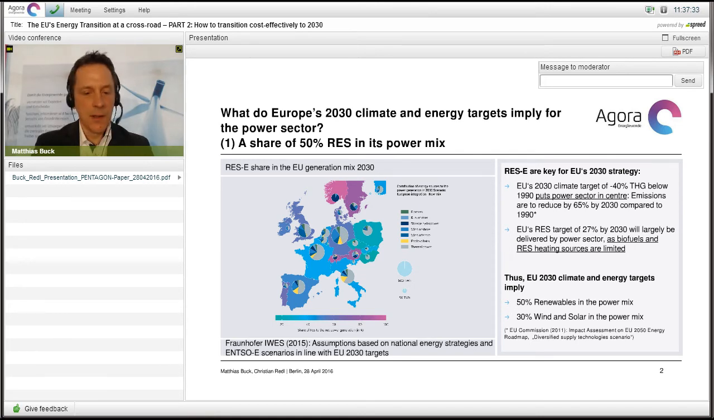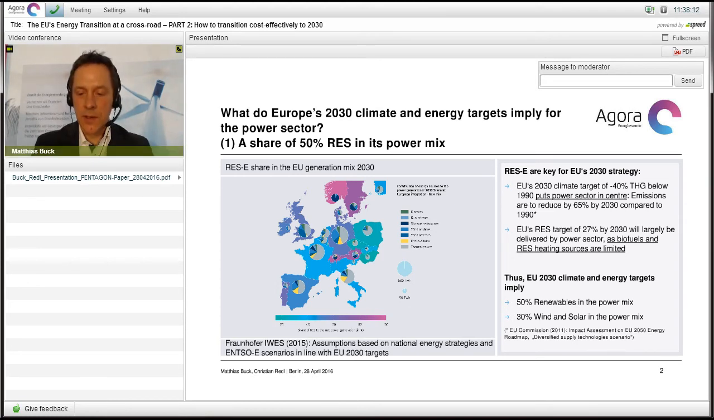Overall, the climate and energy targets put the power sector at the center of decarbonization of the European energy system. Again, according to cost-effective projections, the contribution of the power sector to emission reductions is larger than that of the other sectors, and the emissions from the power sector are to be reduced by about 65% by 2030 to achieve the greenhouse gas reduction target of at least 40%.